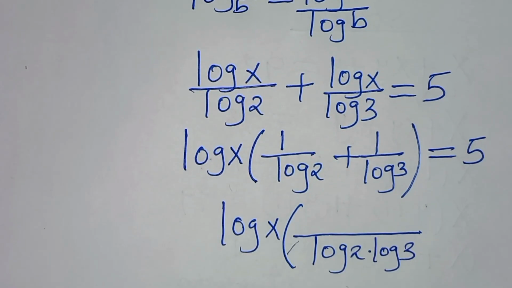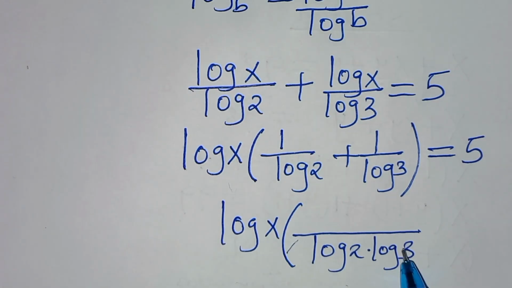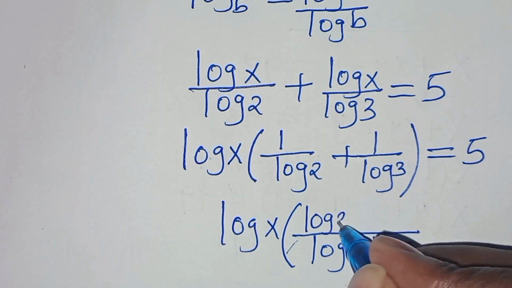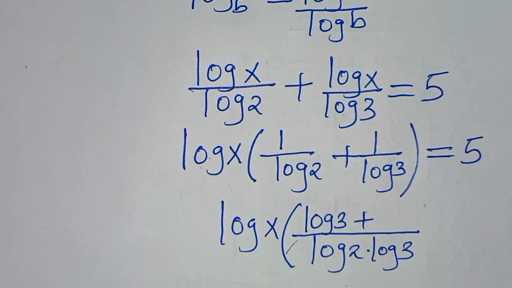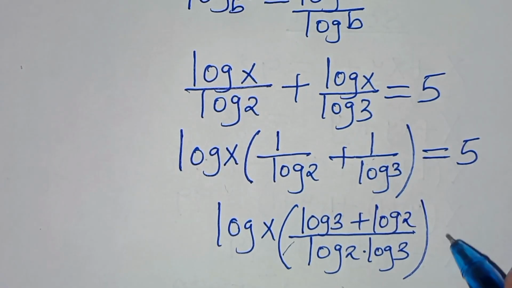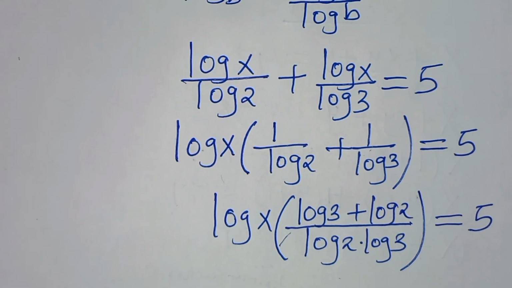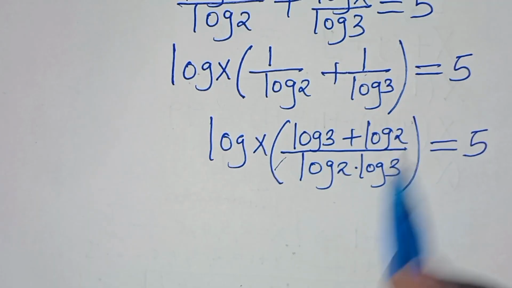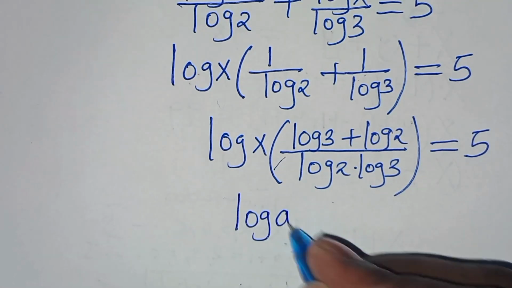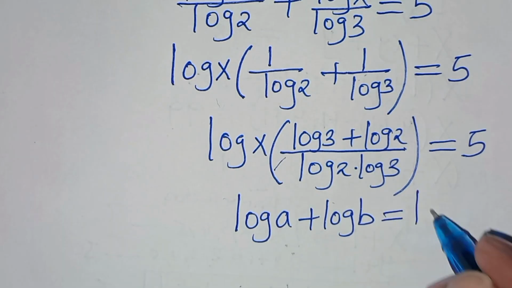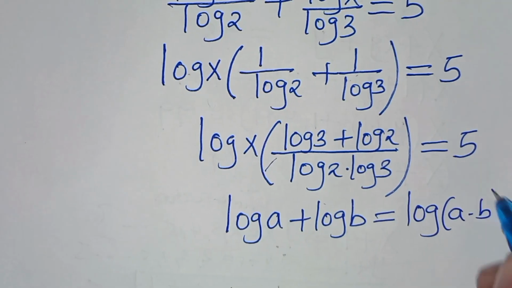So this implies that if you say log 2 times log 3 divided by log 2, in the numerator here, you will have log 3 plus log 2 multiplying by log 3 divided by log 3. Here we'll have log 2, close the bracket here, so this is equal to 5. The next step is that you can see here log 3 plus log 2. This is in the form of log a plus log b, which we can express as log a times b.